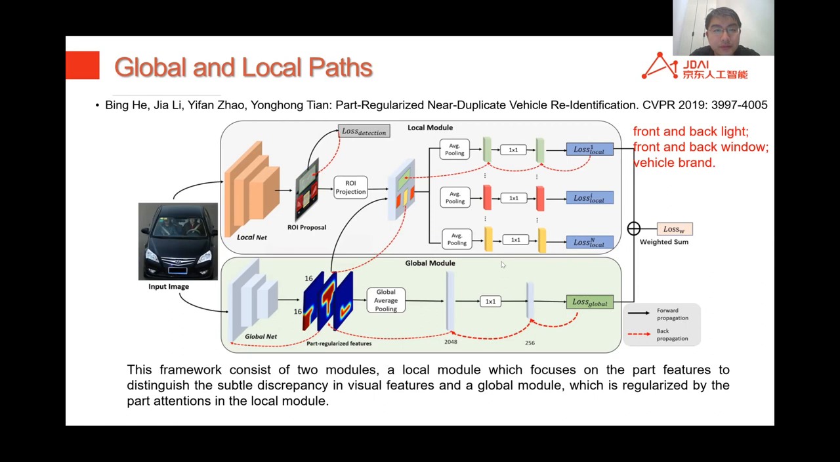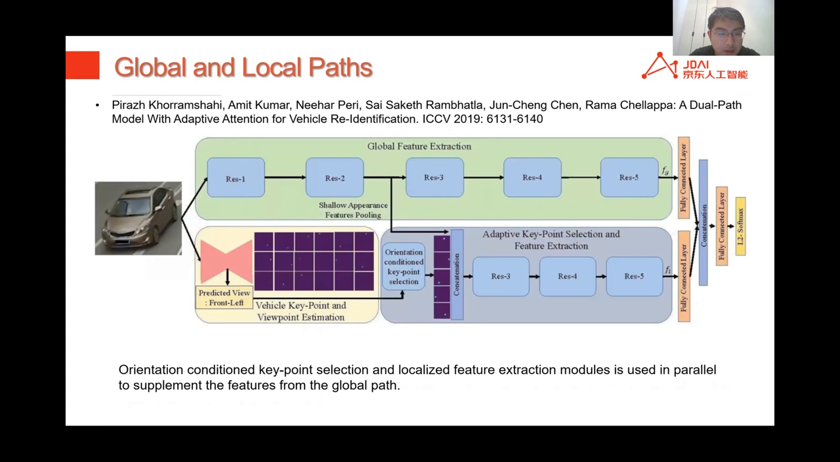This paper proposed an adaptive attention vehicle identification model pipeline. The input vehicle image is processed in parallel along two paths. In the first path, the global appearance features are extracted.